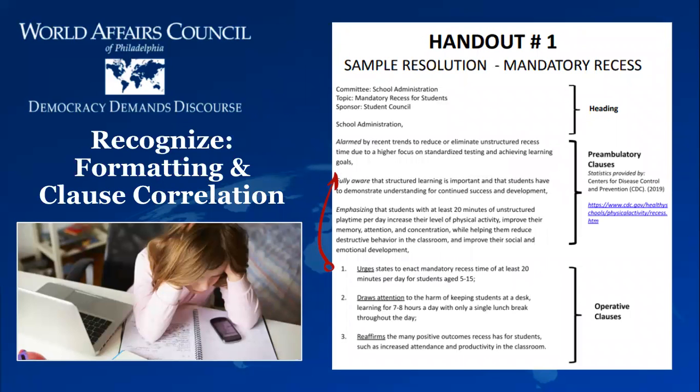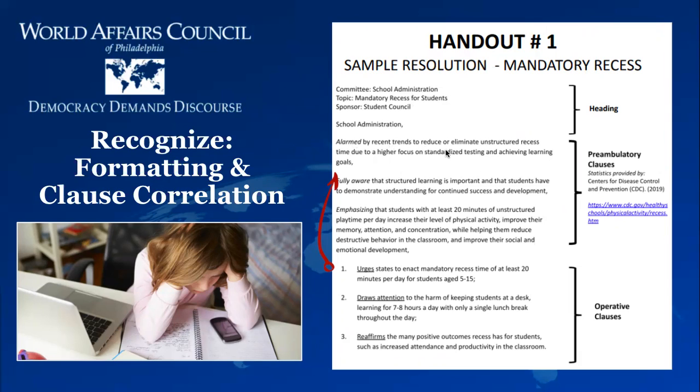Okay, let's take one last look at our sample resolution handout. The 3 parts, the heading, the preambulatory clauses, and the operative clauses. Each 3 parts are equally important, and if you're missing any of these 3 parts, then the resolution is not complete, unfortunately. So you need all 3 parts of those. Also note that our operative clauses respond directly to the preambulatory clauses.